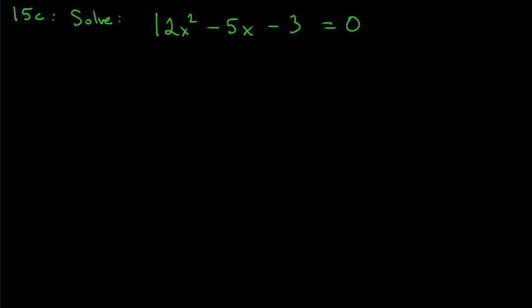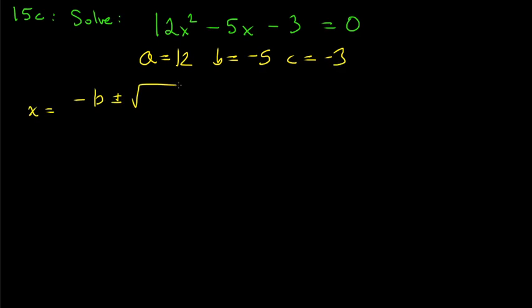Okay, so we want to solve the equation 12x squared minus 5x minus 3 equals 0. And lucky for us, it's already in standard form, right? Unlike part B, where we first had to manipulate it to get it to look like this. But here it already does. So we can identify A is 12, B is negative 5, and C is negative 3. So we plug those into the quadratic formula. Here it is again: negative b plus or minus the square root of b squared minus 4ac, all over 2a.